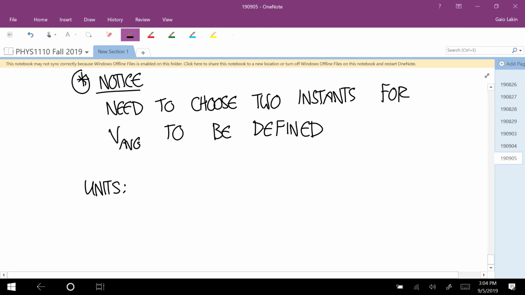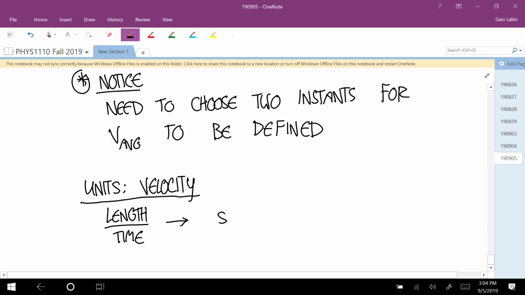So the units for velocity are length over time. And so the SI units are meters per second.